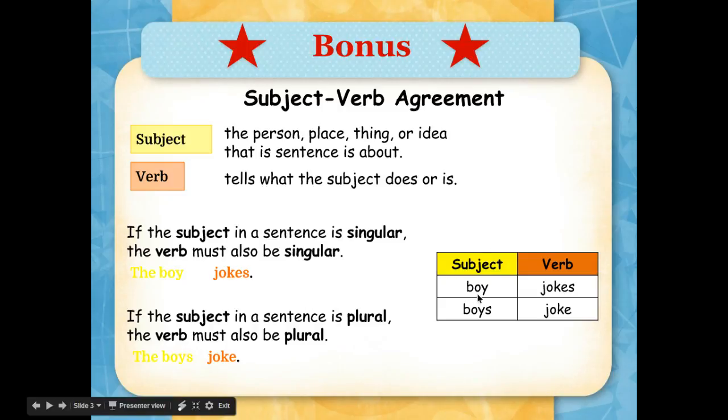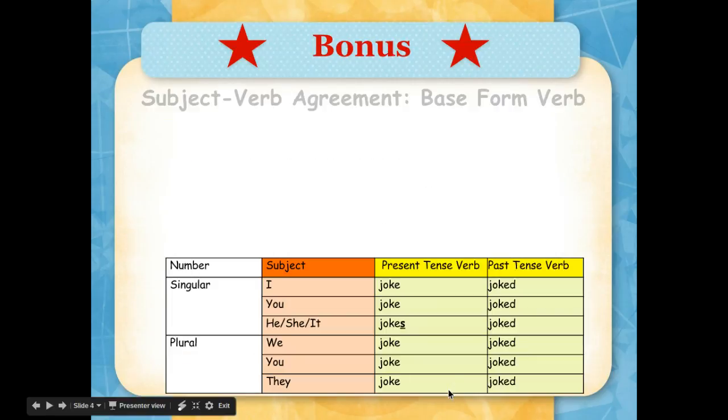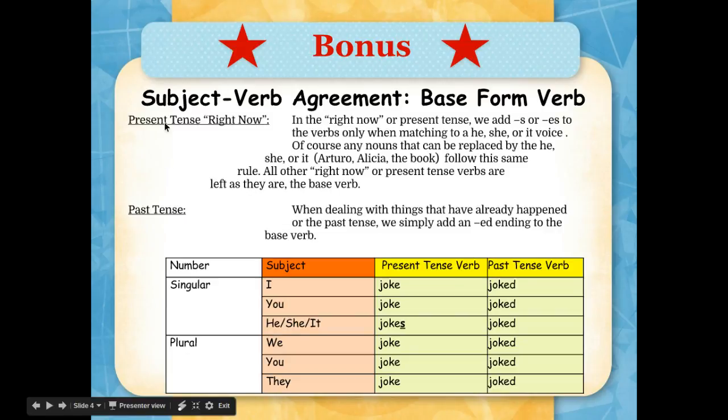So look here. Boy is the subject. The verb would be jokes. The boy jokes. The boys, if the S is here, you take the S off of this. The boys joke. All right, so you have to look at your base form of your verb. Present tense happens right now. In the right now or present tense, we add S or ES to the verbs only when matching to a he, she, or it voice. Of course, any nouns that can be replaced by the he, she, or it, Arturo, Alicia, the book, follow this same rule. All other right now or present tense verbs are left as they are, the base verb.